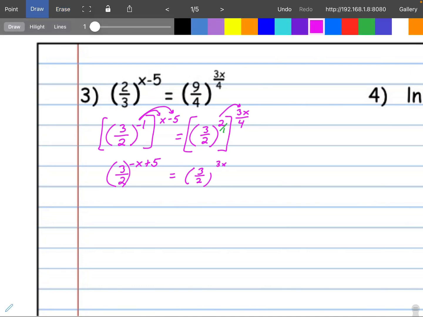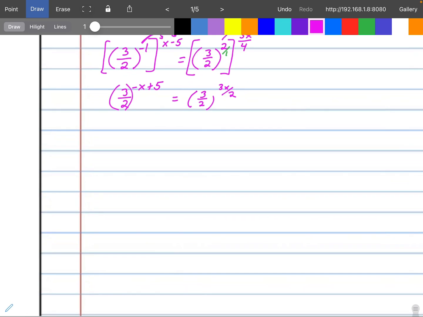So, oopsies, 3x over 2. And then we're ready to go ahead and get this simplified or solve it. So our bases are the same, so we ignore them. We set our exponents equal, and we have negative x plus 5 equals 3x over 2.